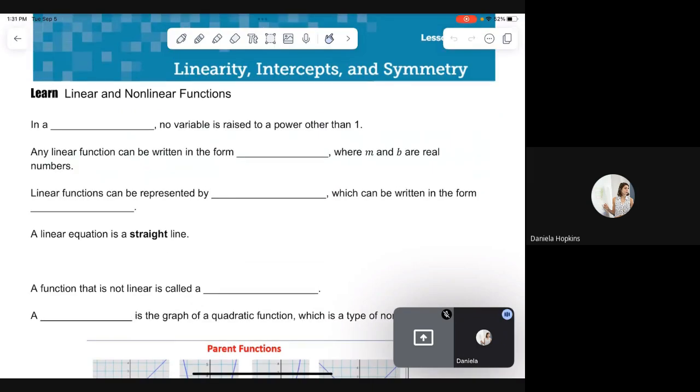So, some definitions for us. Let me make sure I'm not muted somewhere. Okay.